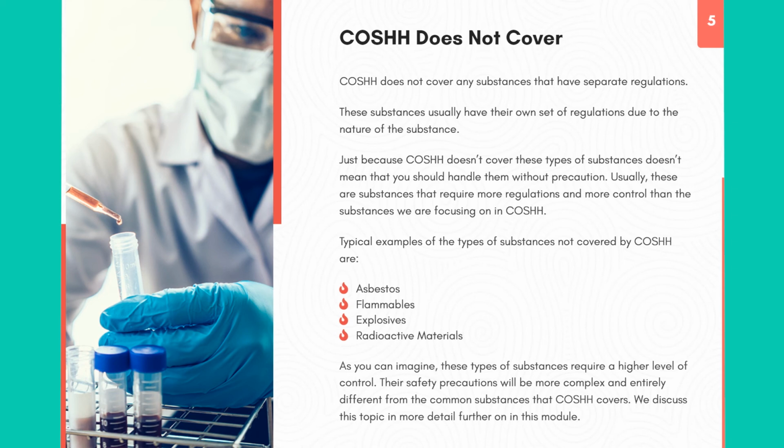Just because COSHH doesn't cover these types of substances doesn't mean that you should handle them without precaution. Usually, these are substances that require more regulations and more control than the substances we are focusing on in COSHH. Typical examples of the types of substances not covered by COSHH are asbestos, flammables, explosives, and radioactive materials. As you can imagine, these types of substances require a higher level of control. Their safety precautions will be more complex and entirely different from the common substances that COSHH covers. We discuss this topic in more detail further on in this module.